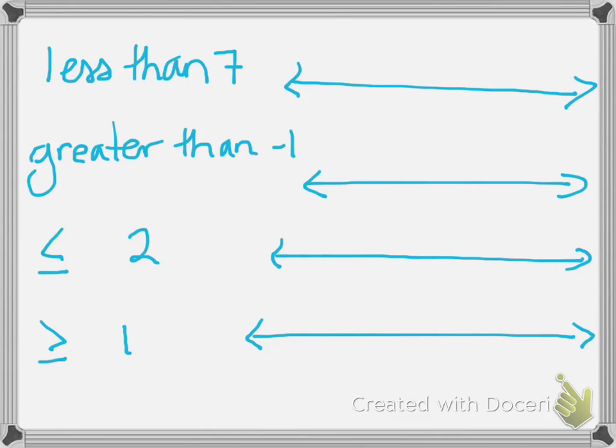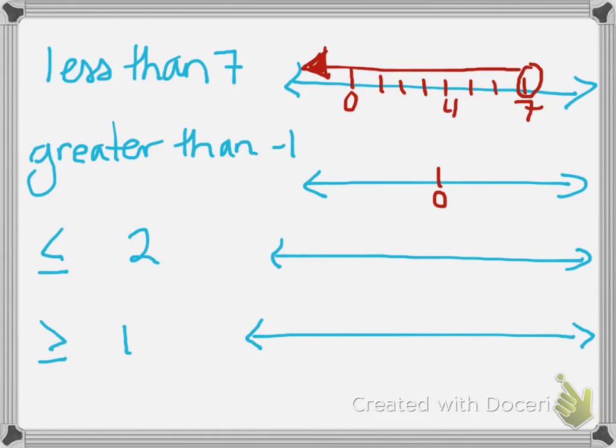If I'm less than 7, let's see, let's put 0 over here. 1, 2, 3, 4, 5, 6. Here's my 7. I'm less than 7. I'm going to go this direction. All my answers are going to be less than 7. If I'm greater than negative 1, here's negative 1, positive 2, negative 2, greater than negative 1. Here's my negative 1, and I am greater than it. Okay, so we're just going to be shading the graphs, and that's actually part of the answer.